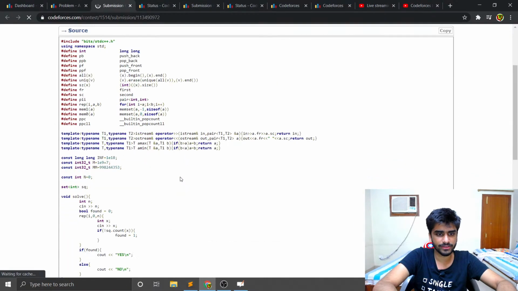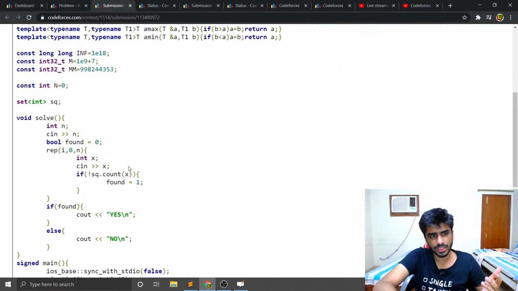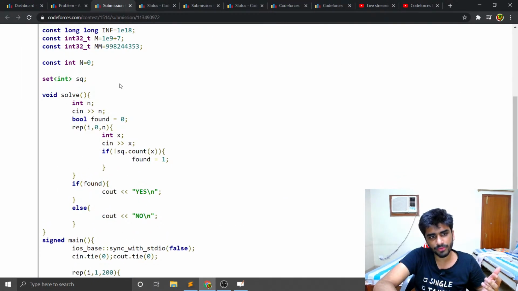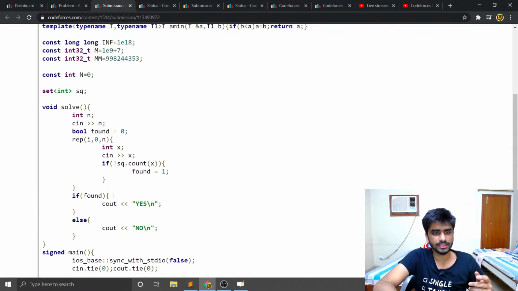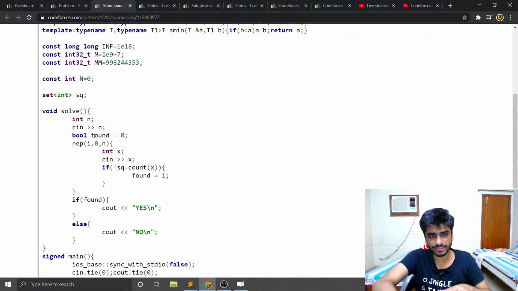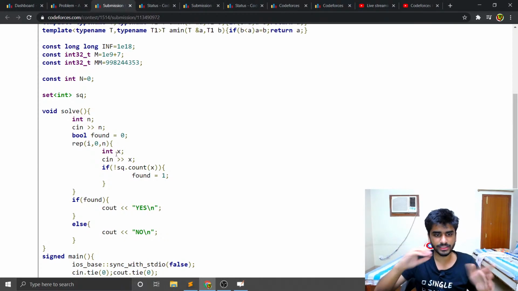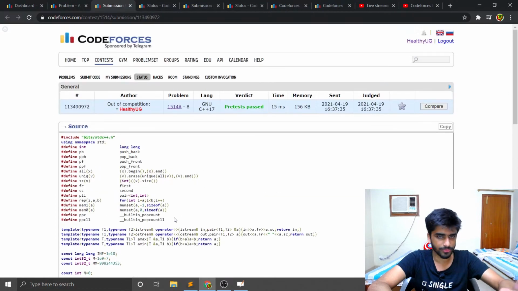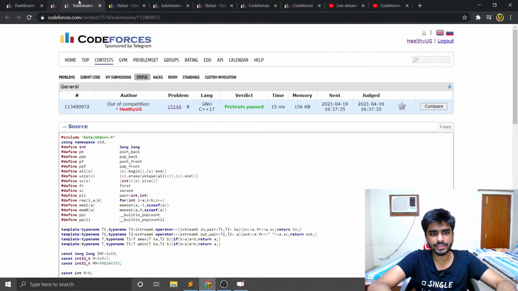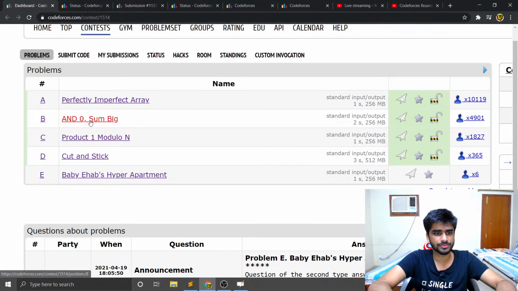That's what I did for this problem. There are multiple ways to do this. I made a set of perfect squares. First of all, I made a set of perfect squares and I pushed all the perfect squares into that set. And then I just find whether the input element is in the set or not. And if it is not in the set, then I print yes, because that means one of the elements in the input is not a perfect square. And that gives us the answer. So that was the answer for the first problem.